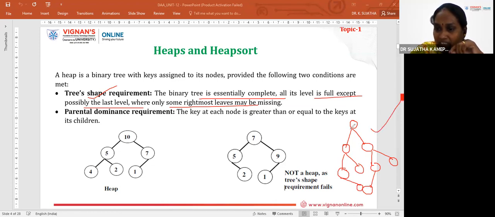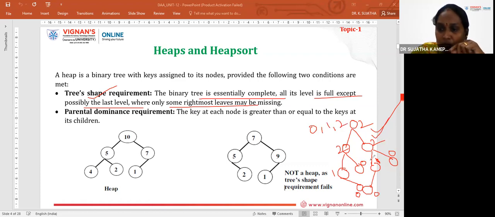Here this has two children, this has two children, this has two children, this has one child, this has zero children, this has one child, and this has zero children. You can observe that at any node, it has either zero children, one child, or two children. That's why it is called a binary tree.